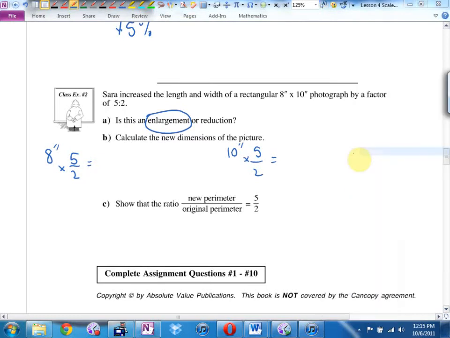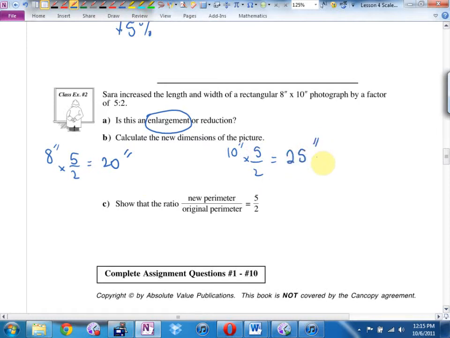It's going to be 8 times 5 divided by 2, which I think I can do in my head. 8 times 5 is 40, divided by 2 is 20, and that's 20 inches. The abbreviation for inches is two apostrophes. Or you can write inches, but I'm thinking most of you are willing to learn abbreviations because it's less writing. What about this one? 25.